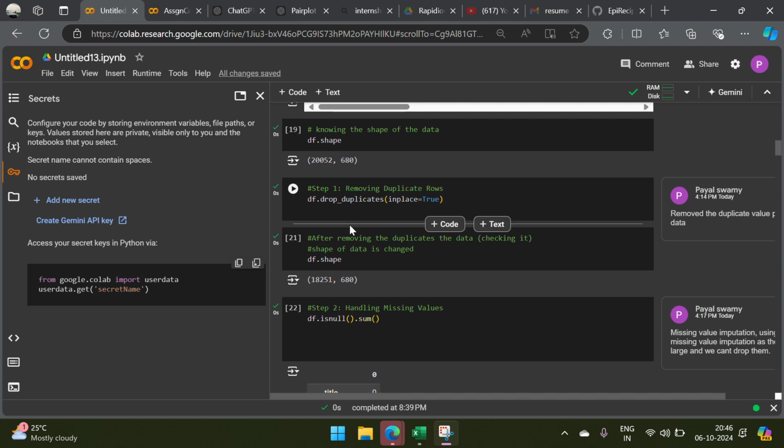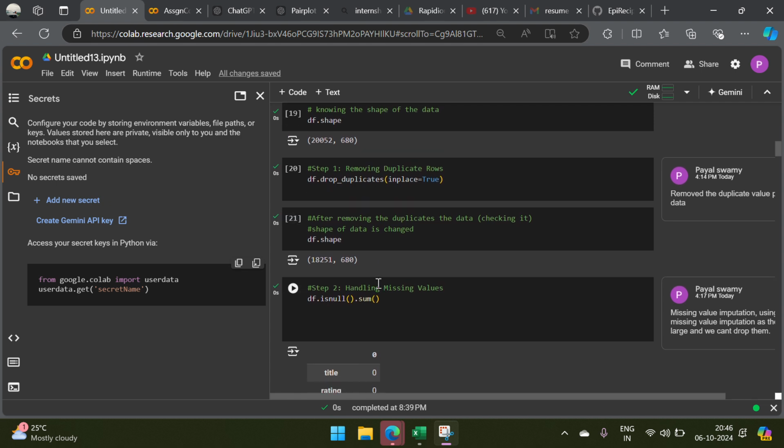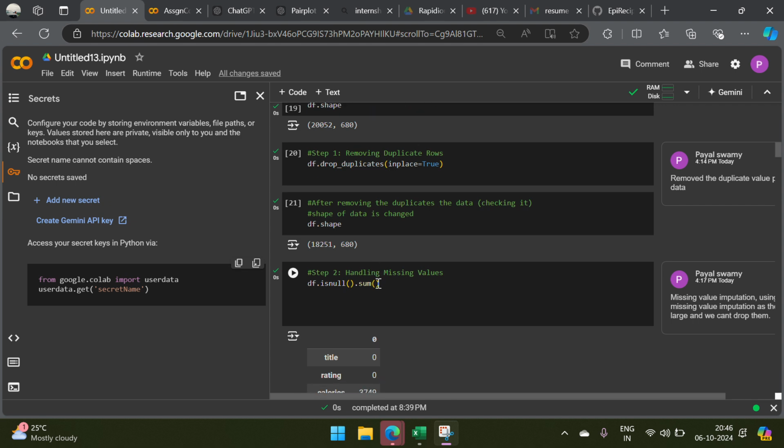The first, basic analysis I did was to remove the duplicates, which I did by dropping the duplicate values. And again, I have checked the data size, which got reduced. Of course, duplicates were there.